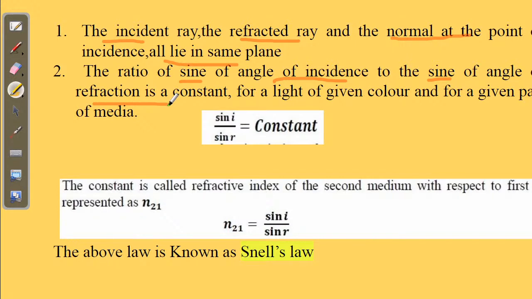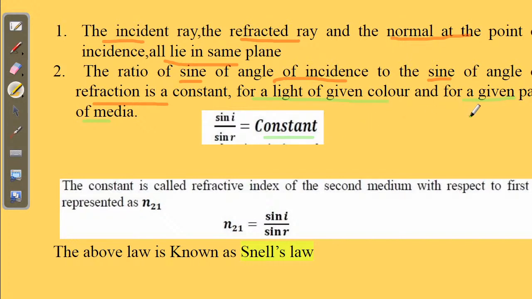Okay, this last point is very important: for a light of given color and for a given pair of media. Why? Because if the color of the incident light changes, then definitely this constant is also going to change.